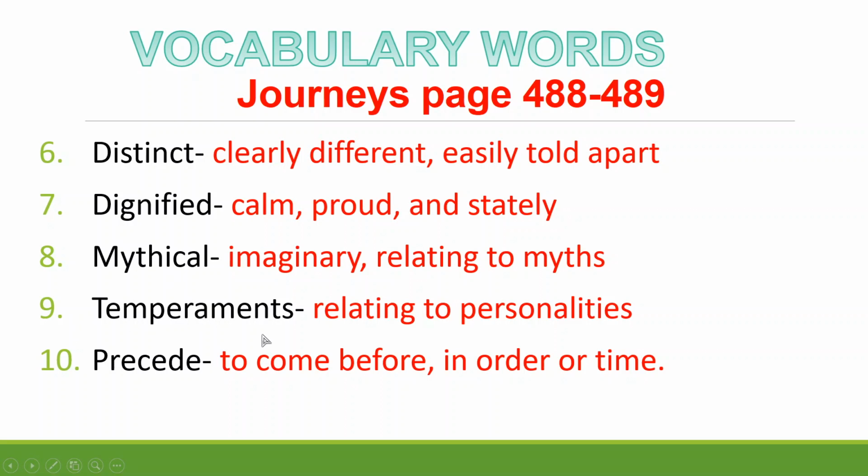Number 9, temperaments. Temperaments, so we talk about emotional, physical attitude, or characteristics. So anything relating to the personalities of different kinds of people, we use the word temperaments, all right? And number 10, precede. It means to come before in order or time. So something that comes before, okay? For example, in the story, the horse with a rotten fish comes before the chariot of the dead king or the dead emperor, something like that. So it comes before, so to precede in order or time, okay?